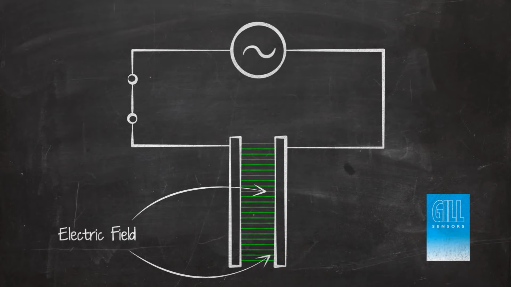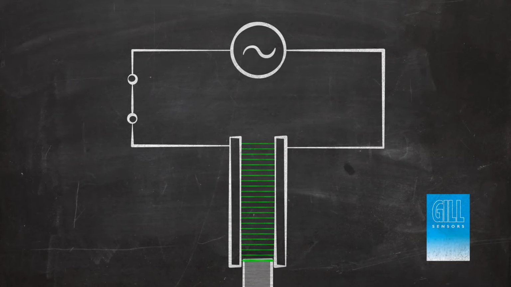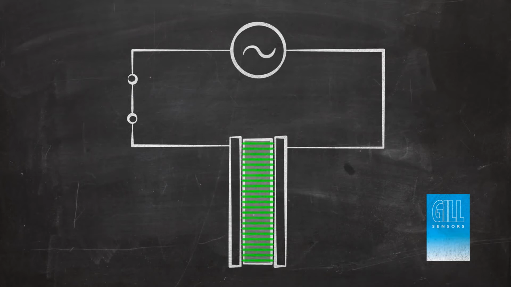The property of capacitance relates the amount of energy stored in this field to the applied potential. By placing non-conductive material between the electrodes, the ability for the capacitor to store energy increases, and so the capacitance increases. This material between the electrodes is referred to as the dielectric.